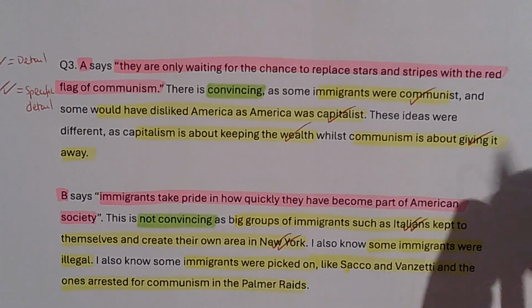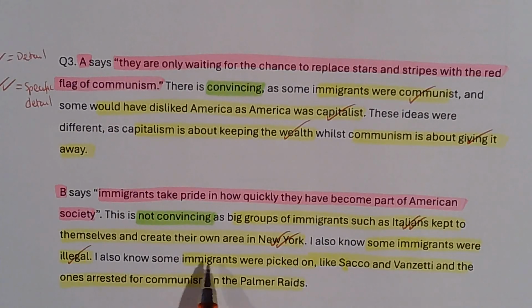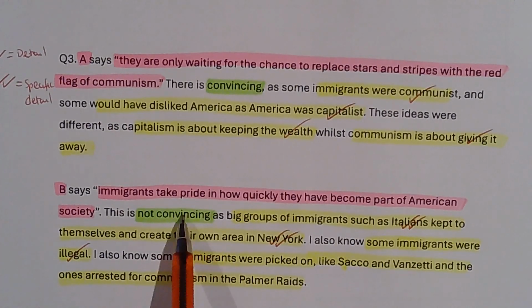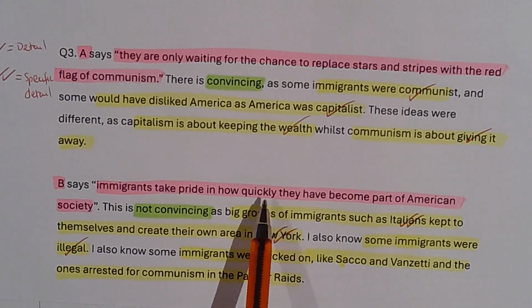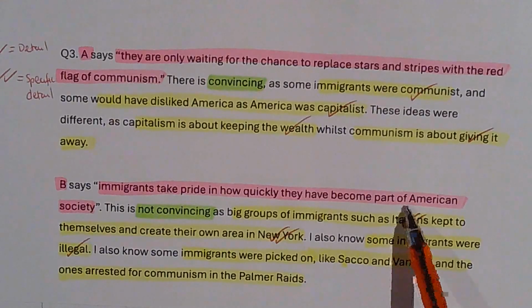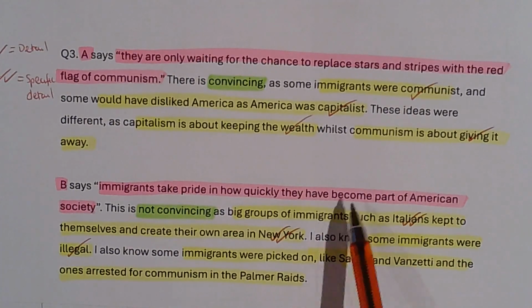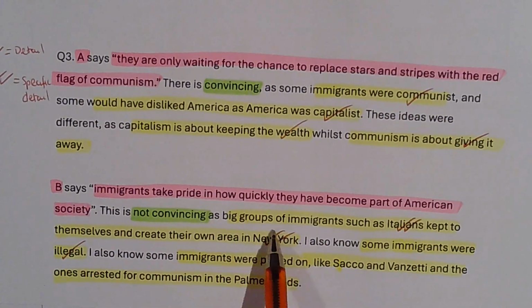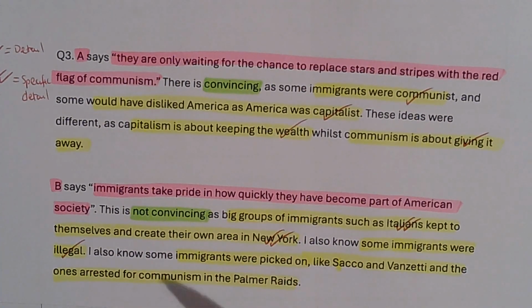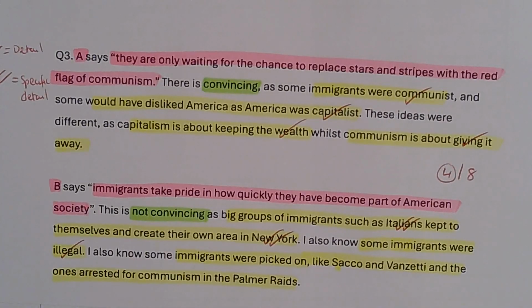I also know some immigrants were illegal, which they were. Now, this bit here is a little bit irrelevant, and the reason why I've done this is to show you that you always have to link it with your quotes. You're saying that something is not truthful. You're saying that immigrants take pride in becoming Americans quickly. The fact that immigrants were picked on has nothing to do with your quote, so you don't really get any marks for this. So when I look it up, it's a quote and a couple of pieces of own knowledge for each. That is going to get you your half marks. Very, very simple, 4 out of 8, and I know you can all do that.